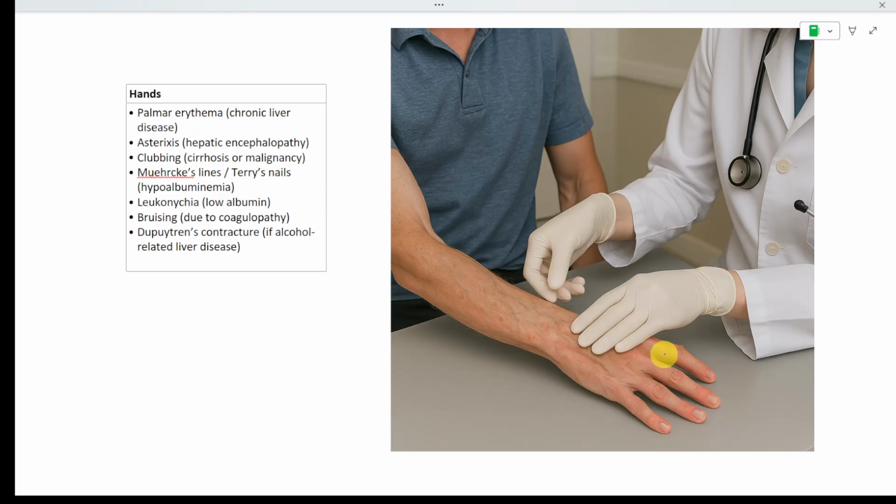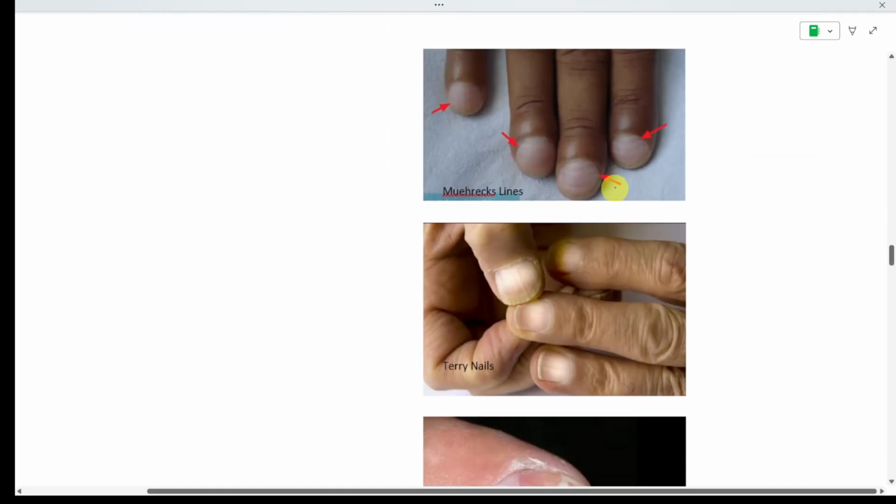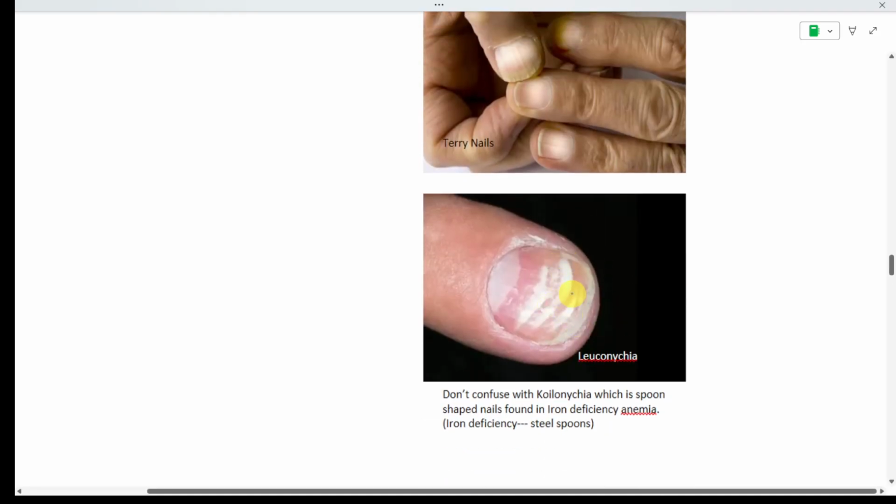Do look for clubbing, do look for Muehrcke lines or Terry's nails. So what are these? In the case of hypoalbuminemia, you can find these Muehrcke lines, or you can find Terry's nails. Terry's nails are basically a whitish nail bed, whereas at the top you could find a pinkish area. So Terry's nails, Muehrcke lines, or you can also look for leukonychia, which are whitish nails.